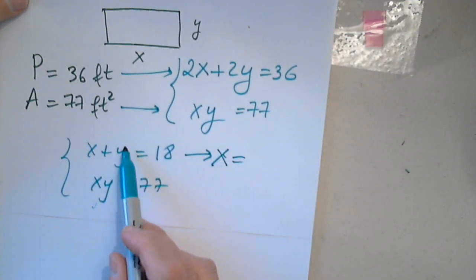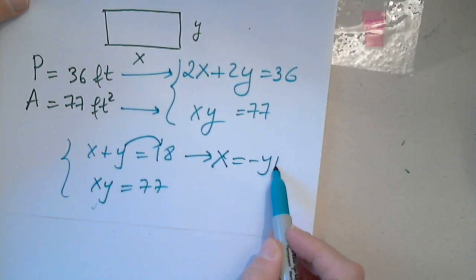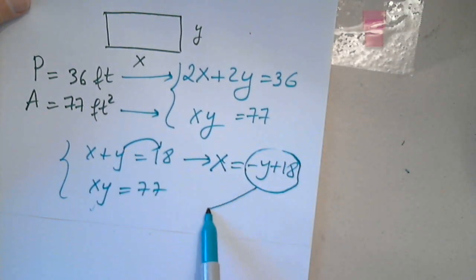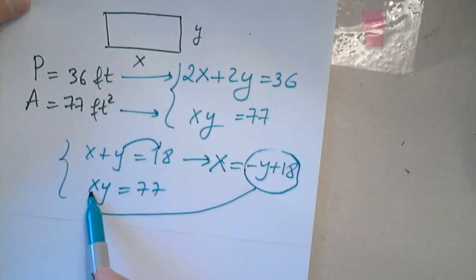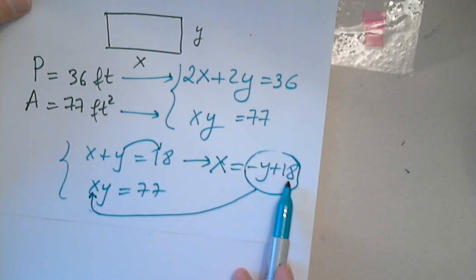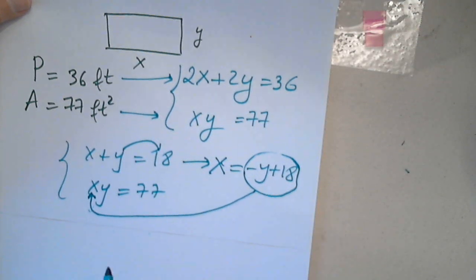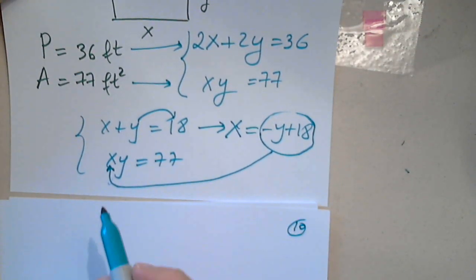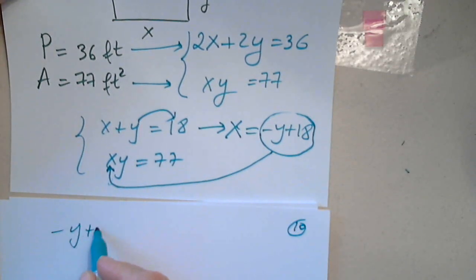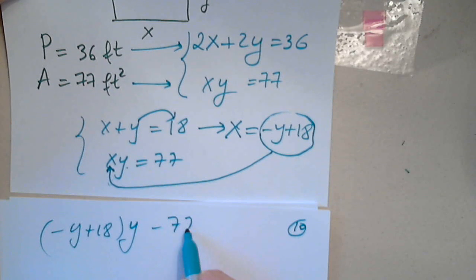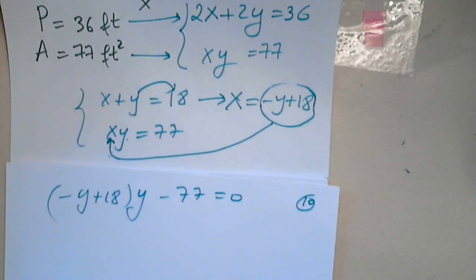So x equals, I move y, negative y plus 18, and this will be replaced in here. Instead of x, I will put negative y plus 18. Why? Because they are the same. So now x becomes negative y plus 18. It will be multiplied by y. Subtract 77 because this is quadratic.